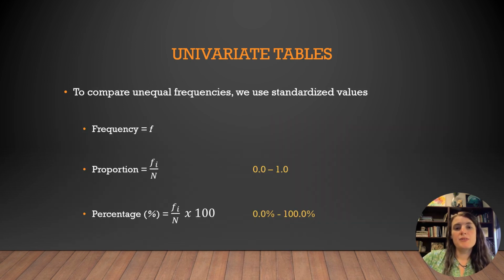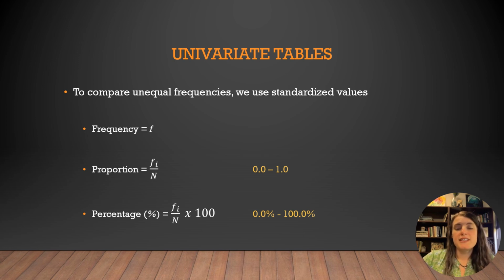When you have unequal sample sizes, we must use a standardized value for all comparisons. A standardized value means that the value takes the sample size of the specific sample into account. That way you can compare unequal sample sizes easily. There are 2 major standardized values that you see in univariate analysis: proportion and percentage.